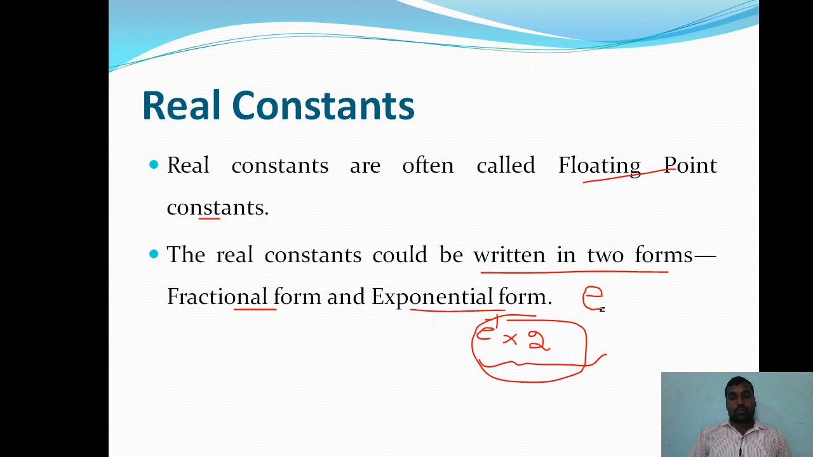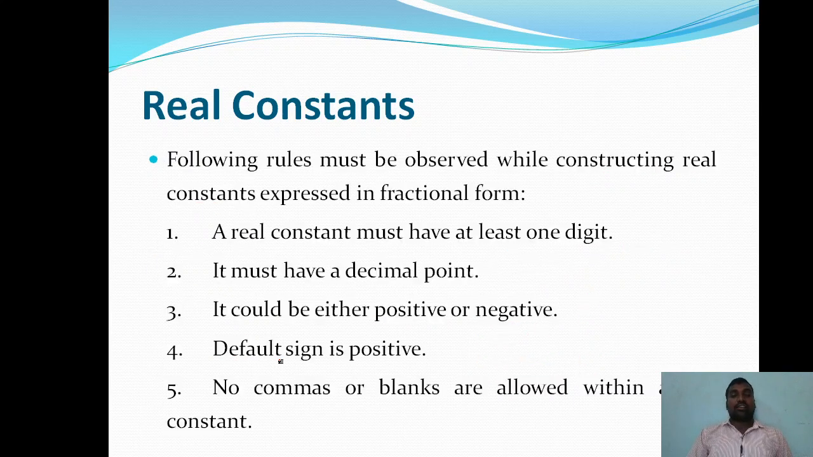Here we are using exponentiation to represent positive or negative fractional values. And the fractional form means something like 1.23. 1.23 is a fractional number, okay. So these types of constants we call real constants. While writing real type constants, you need to follow several rules, okay. A real constant must have at least one digit, and it must have a decimal point.